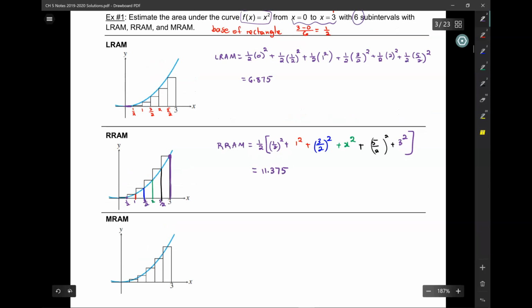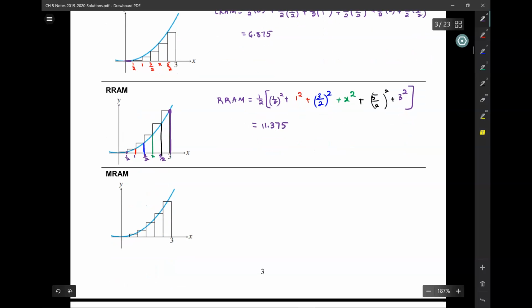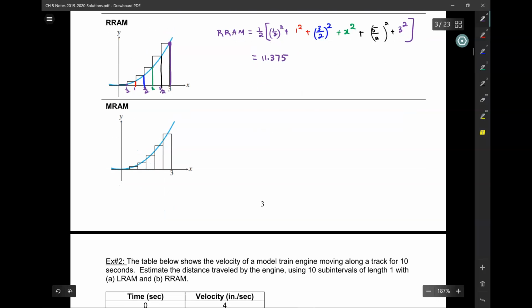When I did LRAM, right, I under approximated because there is all this empty space that I haven't taken into my rectangles. When I do RRAM, I'm over approximating because now there is all this extra space that's not part of the area. So MRAM has to be the middle somewhere, right? So let's do MRAM.